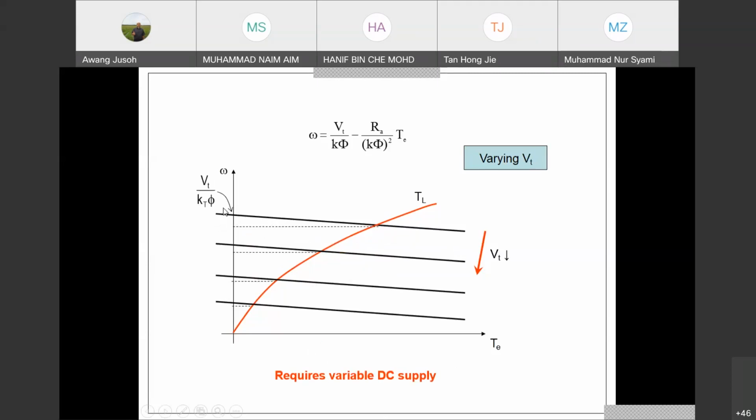So you need to know how to sketch roughly when you change the voltage. And this is the speed at the intersection here. The intersections give speed 1, speed 2, speed 3 and so forth. So the lower the voltage, the lower the speed.